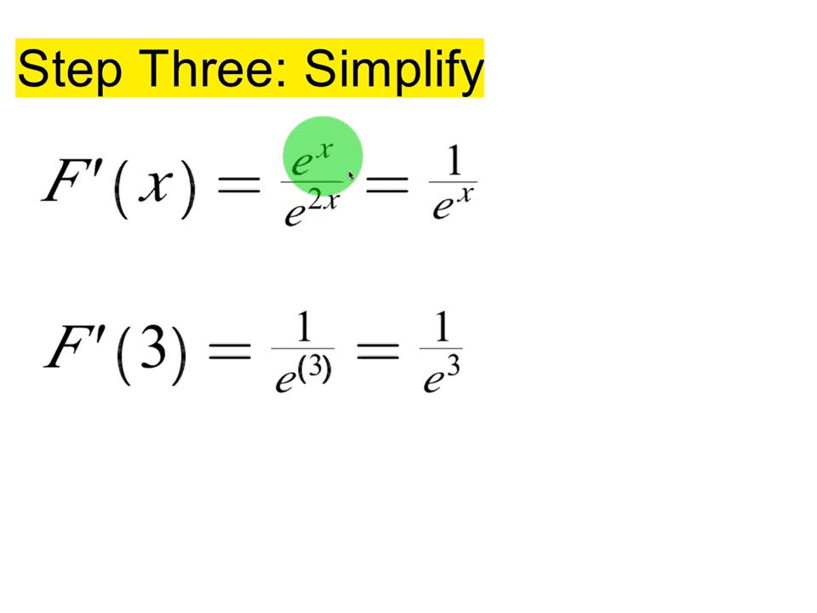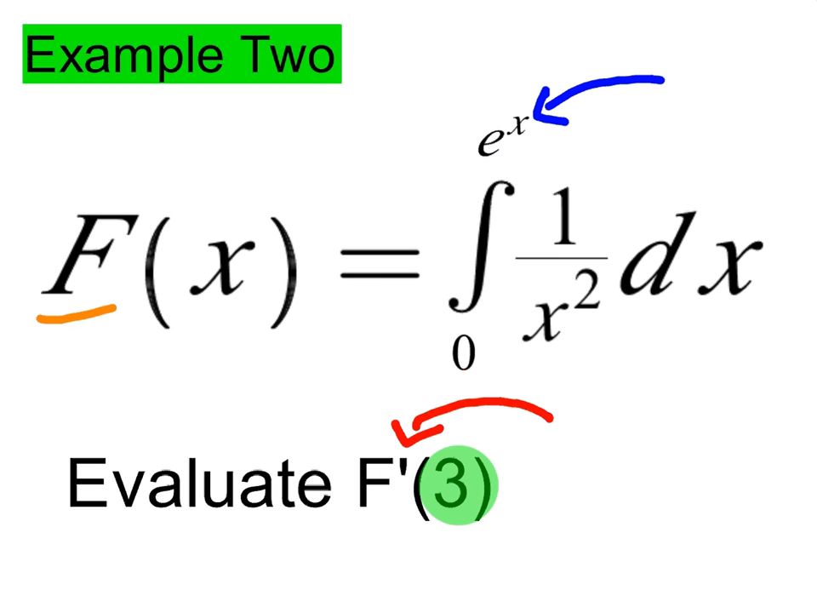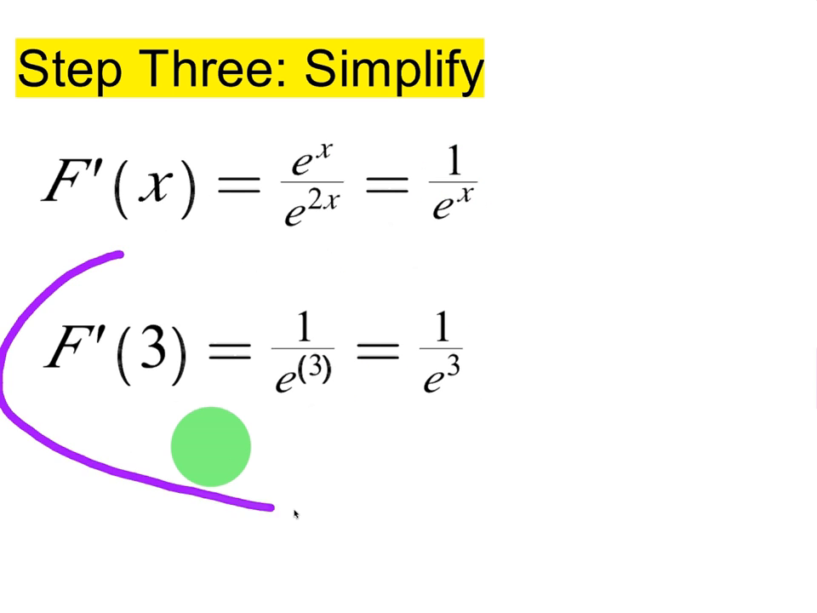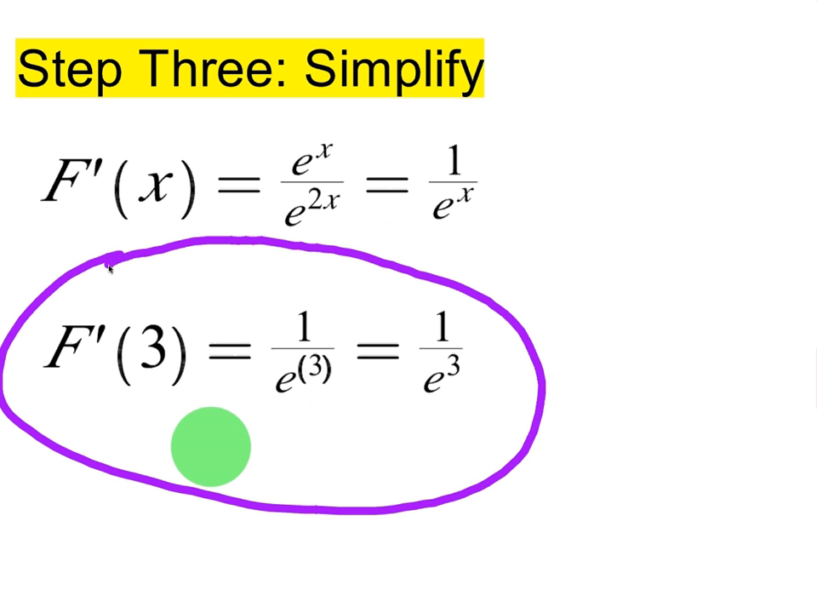Okay, so e to the x over e to the 2x, well, that's 1x and 2x. It's going to become e to the x on the bottom. And the final step is the original question, if we go back, said big F prime of 3. So once all that is said and done, we're just going to plug in 3 for x. This is our final function. So it's 1 over e cubed. That's the final answer. Okay, 1 over e cubed.